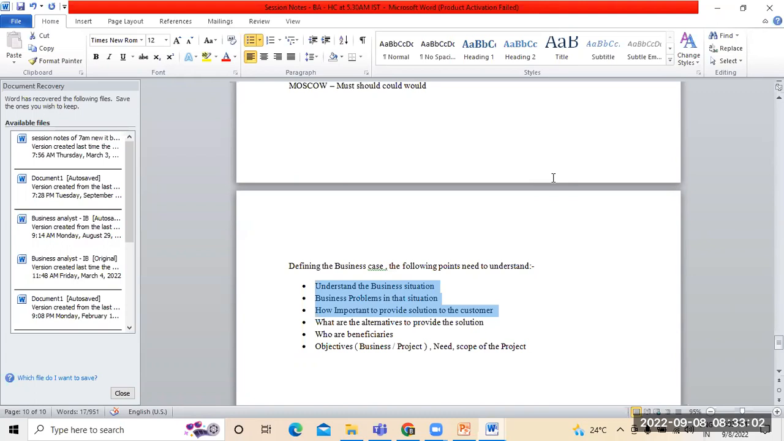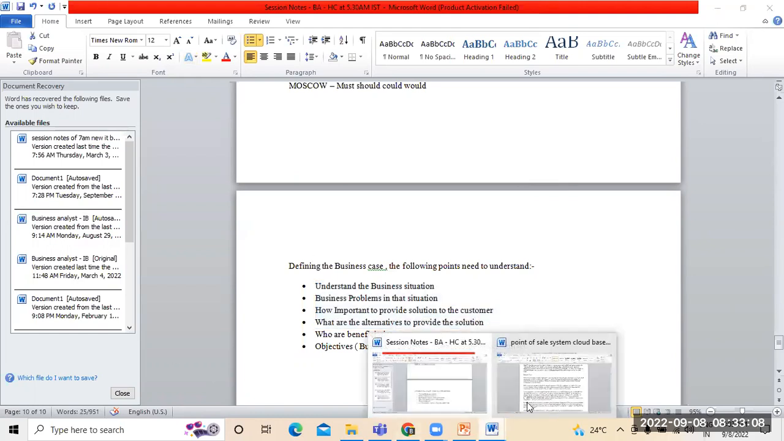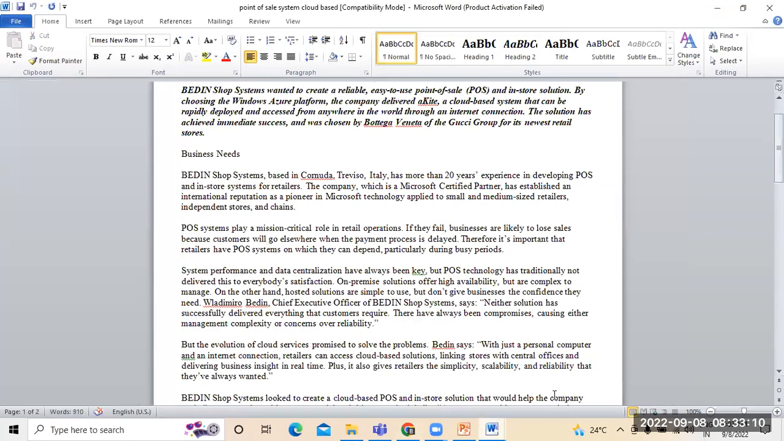Now, what are the alternatives to provide a solution? Because remember, as it is a case study, I have given the solution. Even some time back, I have told you. So the case study was already done. In this case study, we have given a cloud-based POS system as a solution. But in reality, the solution you need to define. The business analyst team, as a team I'm talking about, don't consider yourself as a BA or someone, right? So you as a business analyst as well as your team members should identify the solution.